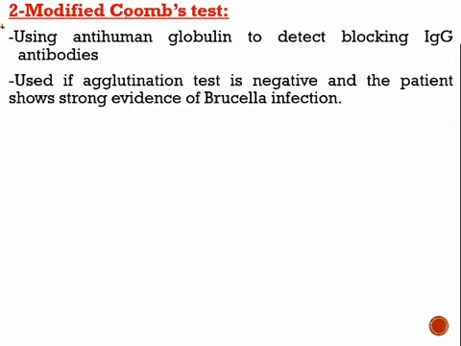So this is called the modified Coombs test. Let's go through it. We use anti-human globulin to detect blocking IgG antibodies. It's used if the agglutination test is negative and the patient shows strong evidence of Brucella infection. As we have said, it can be medical history or mild symptoms of brucellosis.